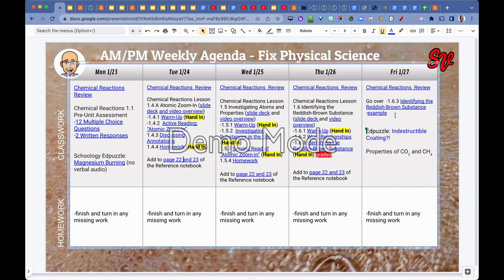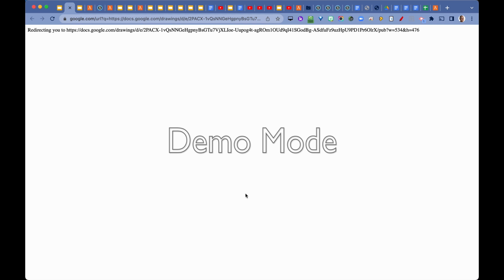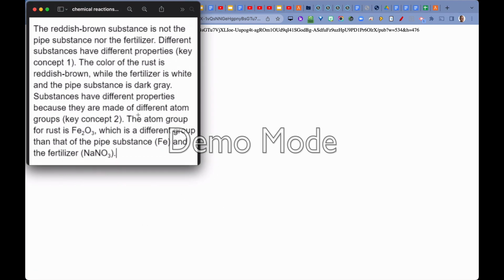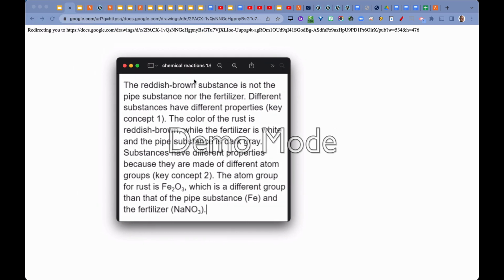So students got to look at an example of a perfect response to the prompt. So let's take a look at that. All right, so this is a response to the prompt that is a full credit response. So they had a topic sentence, the reddish brown substance is not the pipe substance nor the fertilizer.